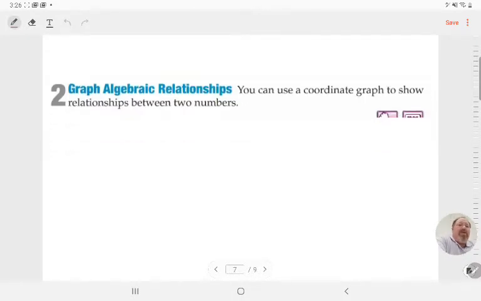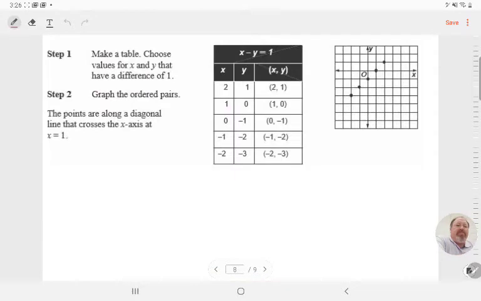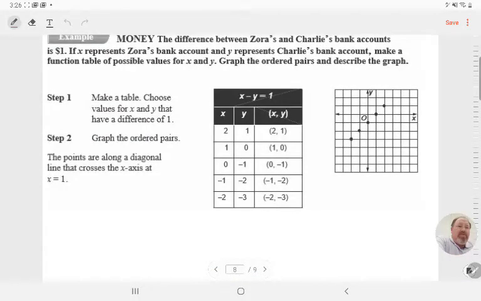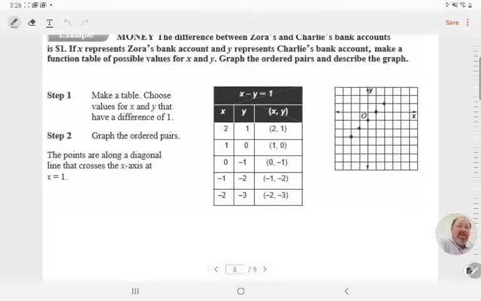Now, you can use the coordinate graph to show relationships between two numbers also. So for example, it says the difference between Zora's and Charlie's bank accounts is $1. If X represents Zora's bank account and Y represents Charlie's bank account, make a function table of possible values for X and Y. Graph the ordered pairs and describe the graph. So we've got a few things we have to do.